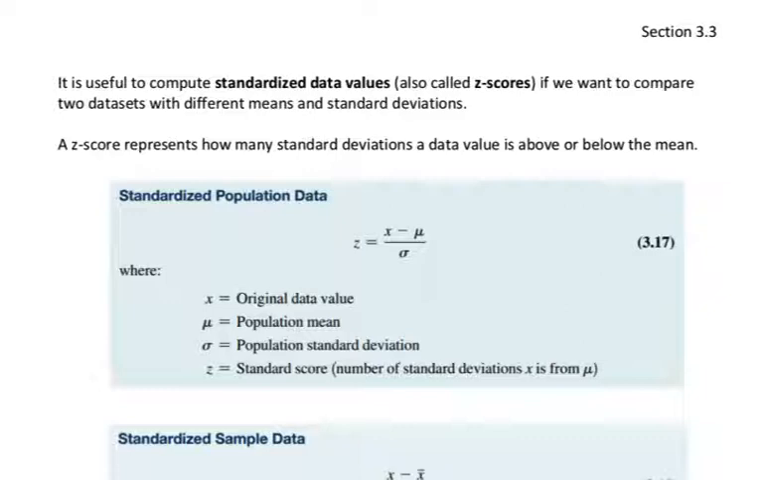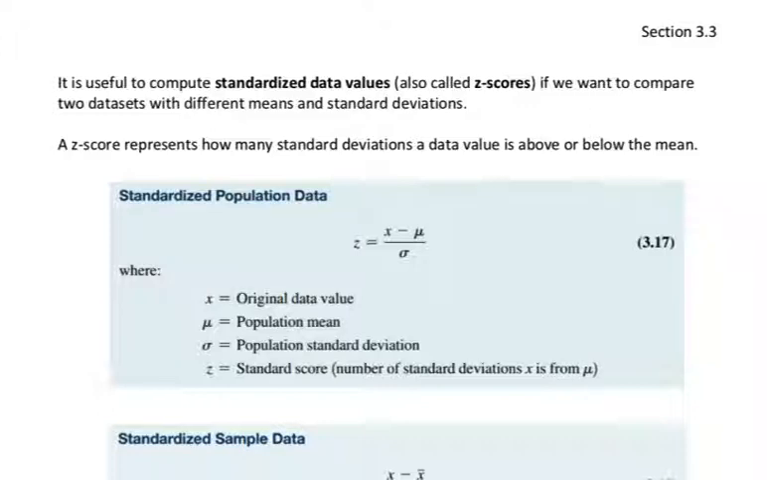A z-score represents how many standard deviations a data value is above or below the mean. For example, a z-score of positive 2 would represent a data value that is 2 standard deviations above the mean.